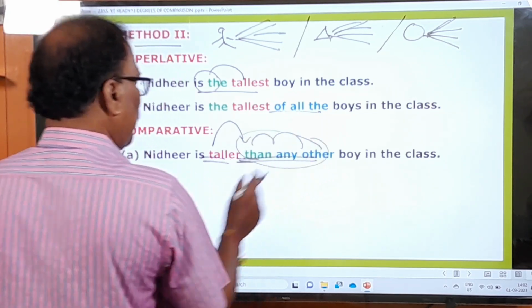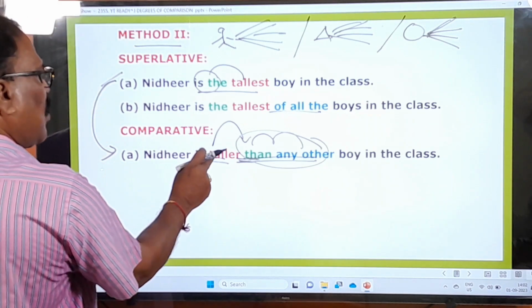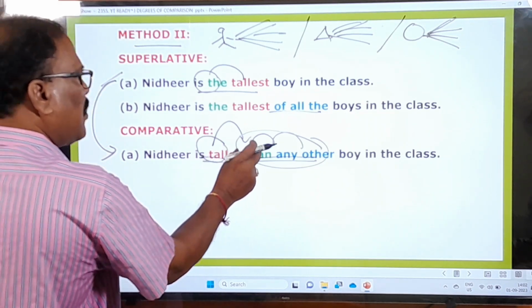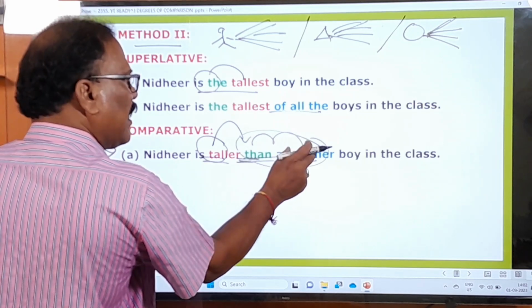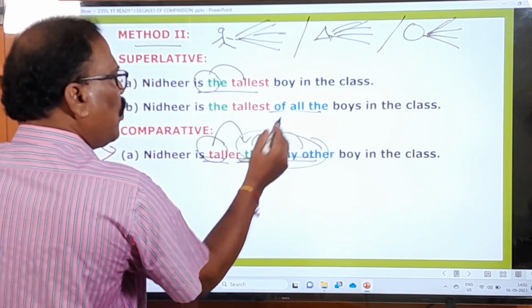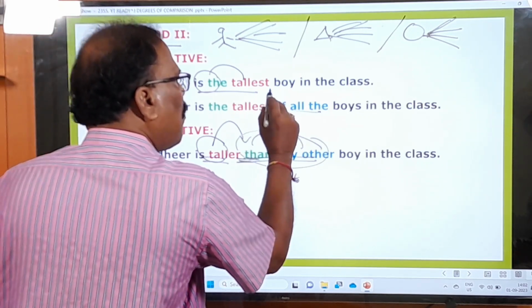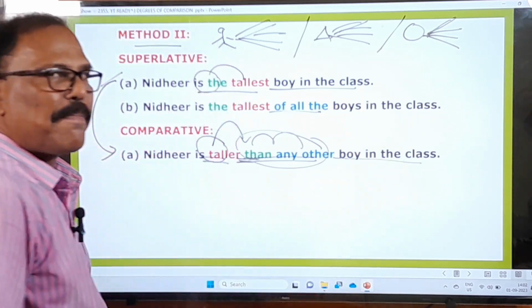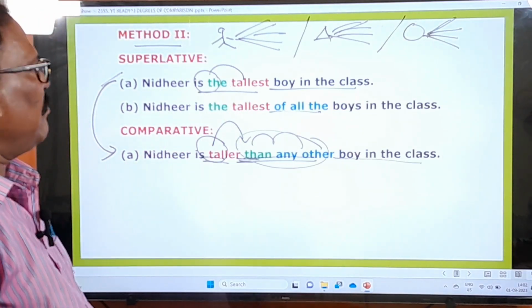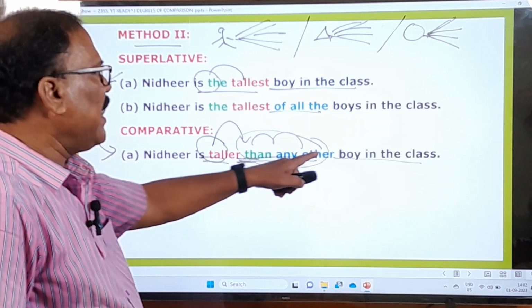This is very important. Nidhir is taller. After writing the comparative adjective, these three words you have to write: than any other. After writing these three words, you write the remaining sentence. What is the remaining sentence? Boy in the class. Very simple. Nidhir is taller than any other boy in the class.